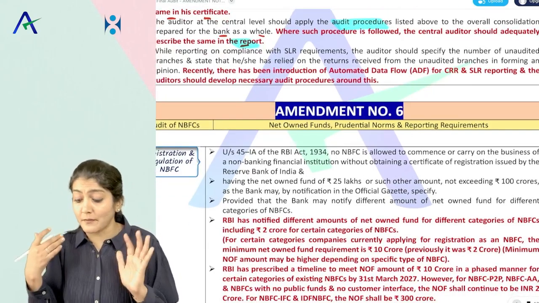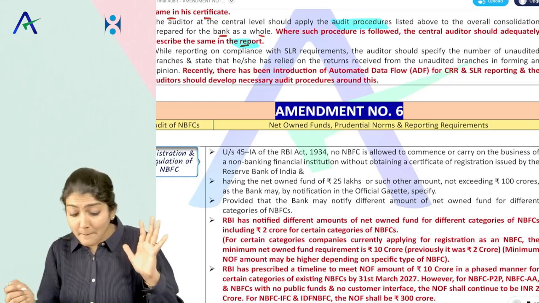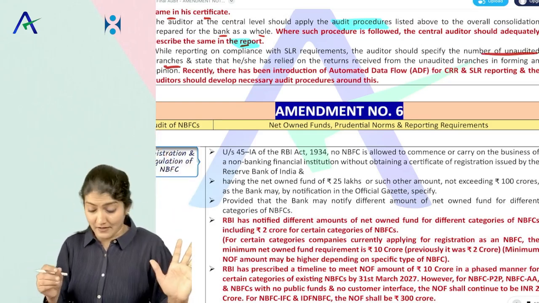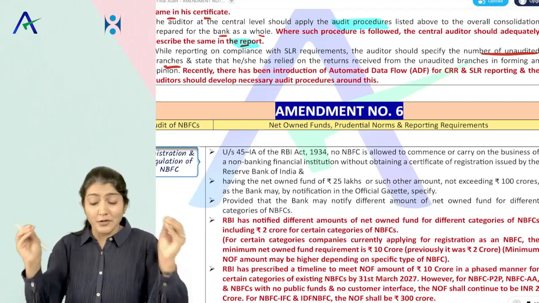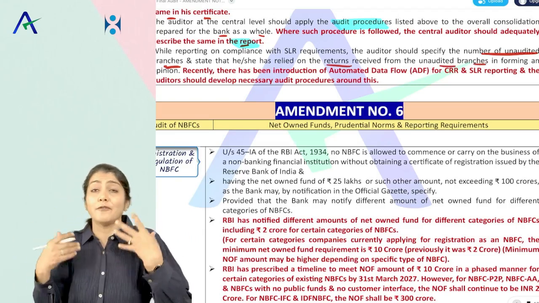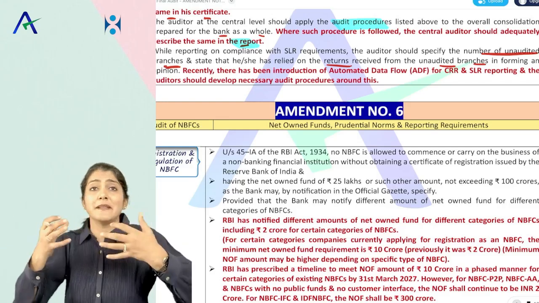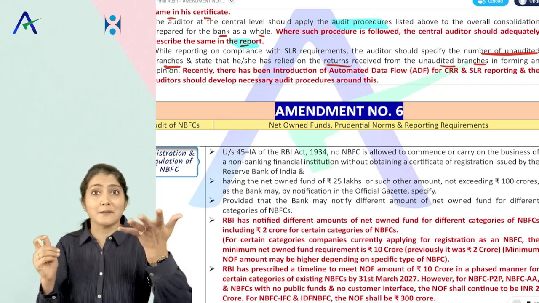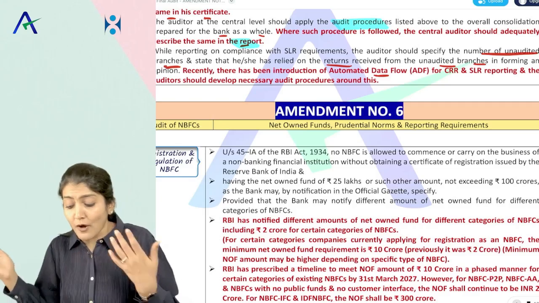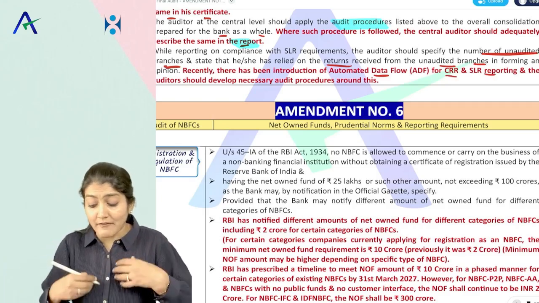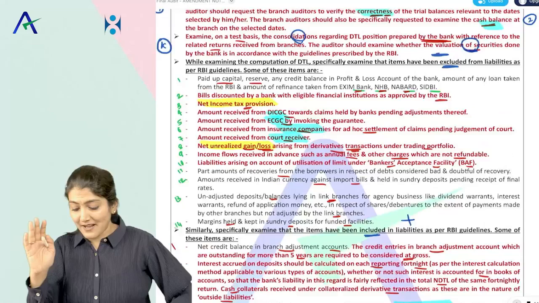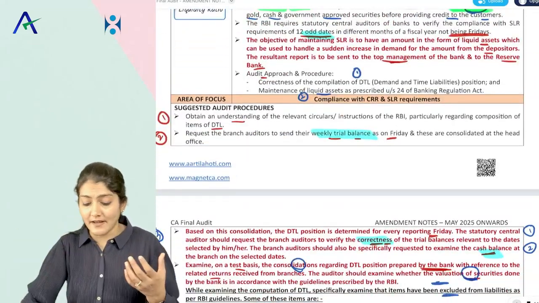While reporting on compliance with the SLR requirement, the auditor should specify the number of unaudited branches. So say, out of 22,000 branches, for example, 2,000 branches are unaudited. Now in his report, the auditor has to specify that 2,000 branches are unaudited and state that he relied on the returns received from the unaudited branches in forming his opinion. So he has relied on the data submitted by the management regarding those unaudited branches because there is no branch auditor over there. And recently there has been an introduction of the ADF, the Automated Data Flow, for the CRR and SLR reporting, and the auditor should develop the necessary audit procedures around this. Probably that will come in further amendments. But right now this is the discussion that we have regarding the CRR and the SLR requirement.